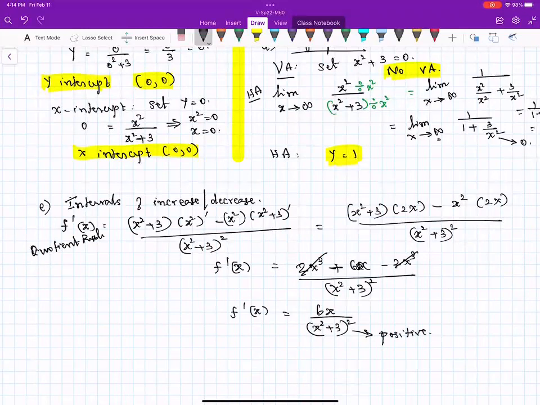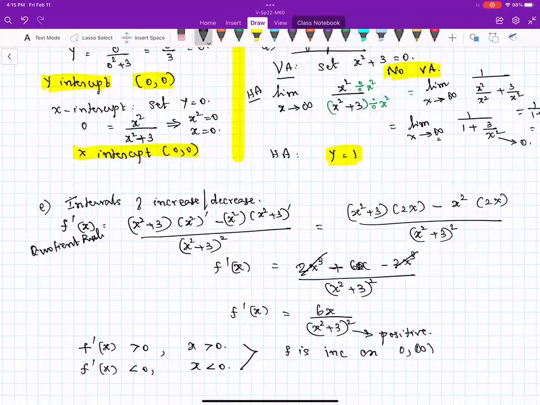So the sign of f prime x depends only on the sign of the numerator, which is 6x. So f prime x would be positive whenever x is positive. 6x is positive, in other words, x is positive. f prime x is negative when x is negative. So these two imply that f is increasing on 0 through infinity. f is decreasing on negative infinity through 0. Right?